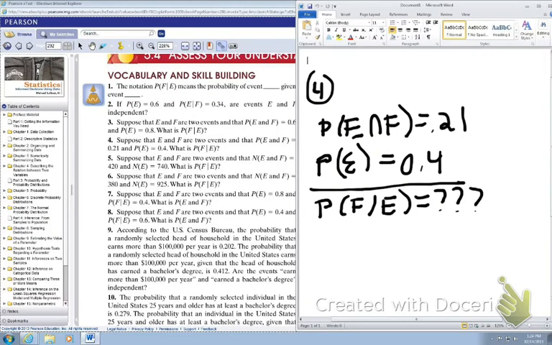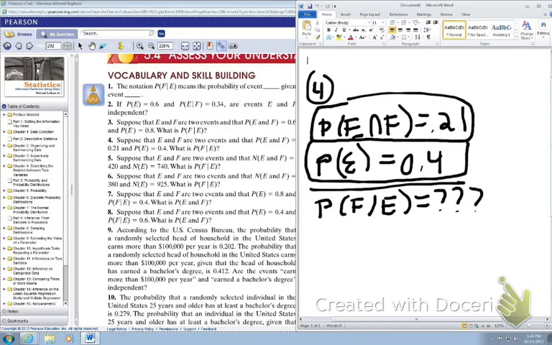Okay, so the first thing I do with this kind of problem is I think, all right, what kind of formula do I have that's going to relate all these kinds of events? So again, I wrote down all the critical information. They're giving us that the probability of E intersect F is equal to 0.21. They're giving us that the probability of E alone is equal to 0.4. And they're asking us to find the probability of F given E.